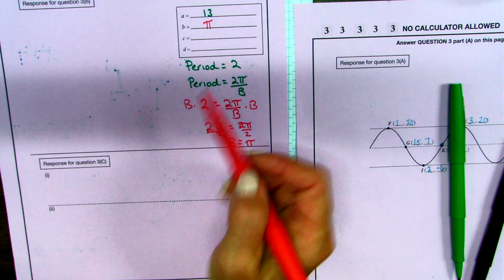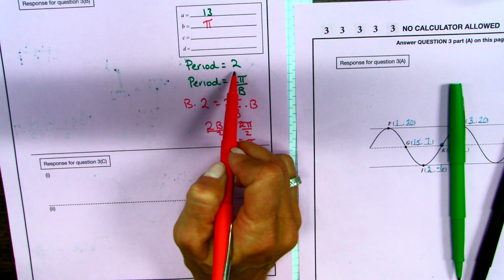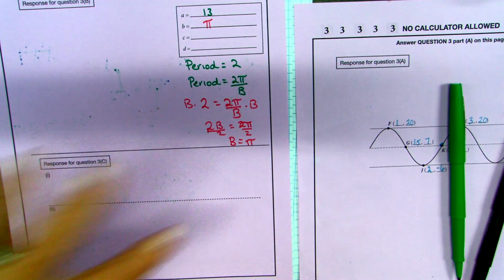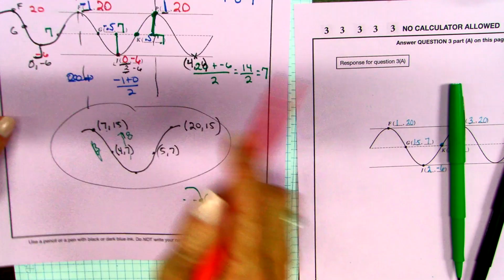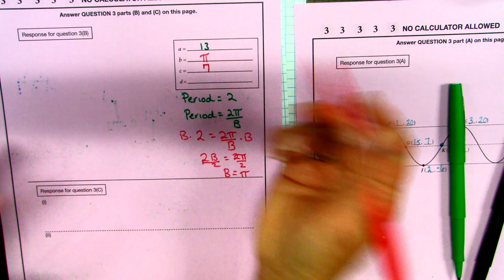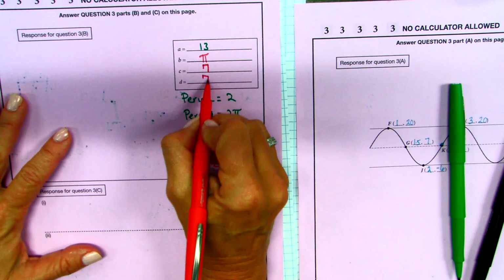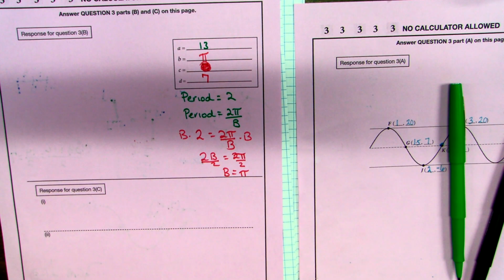So a big mistake is people will put their B value as their period. They're not the same thing. They're related, right? They have a relationship, but they're not the same thing. Okay, midline, let's skip to that. Midline is 7. Right? It's what your middle y value is. It's 7. It's labeled as that. Oh, sorry, that's D. Okay? So all that's left is phase shift.